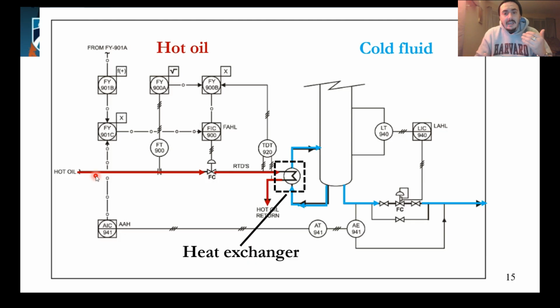The metal wall in between them does not allow mixing, but does allow for the transfer of energy. So the hot fluid will heat up the metal, and then the cold fluid will absorb some of that heat. So it'll come out a little bit hotter than it was. The hot fluid will come out a little bit colder than it was. That's what a heat exchanger is.